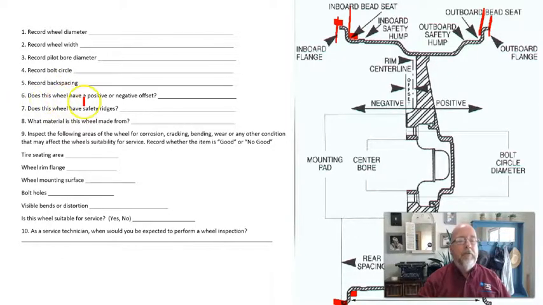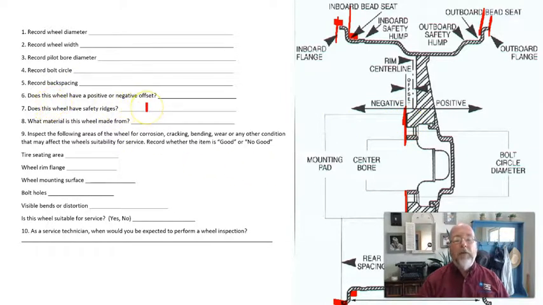Now, the backspacing. So record backspacing. So backspacing is from, so this will be the mounting surface here. That's where the wheel will mount up against the hub of the vehicle. So I want to measure from that to the back edge of the wheel, and that will give me my backspacing. So it just tells me how far the mounting surface is from the back edge of the wheel.